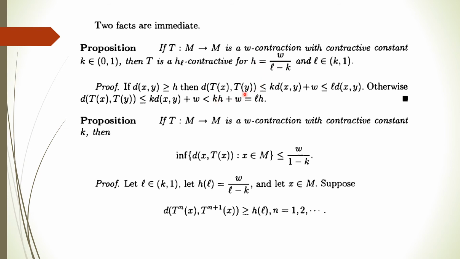So we have, whenever a mapping T is a W contraction with the contractive constant K, then for such h and L, T is also hL contractive. Now the next proposition is, if T is a mapping going from M to M, which is a W contraction with contractive constant K, then the infimum of the distance of x and its image is less than or equal to W upon 1 minus K.